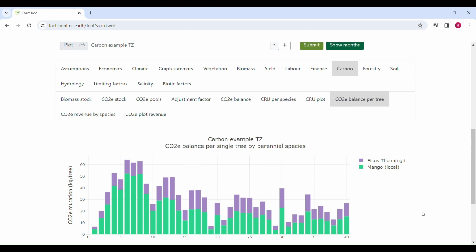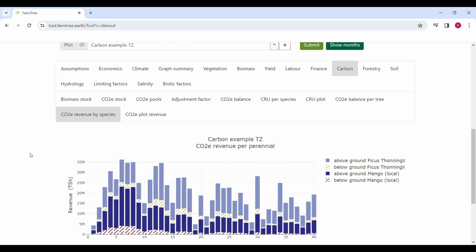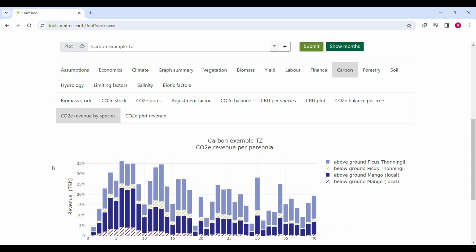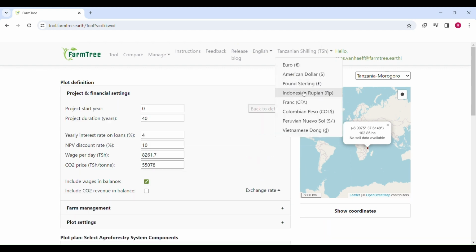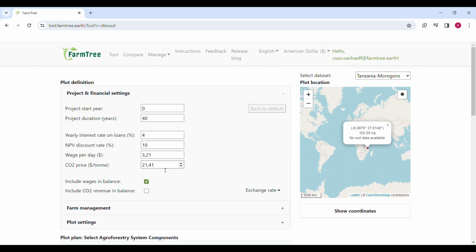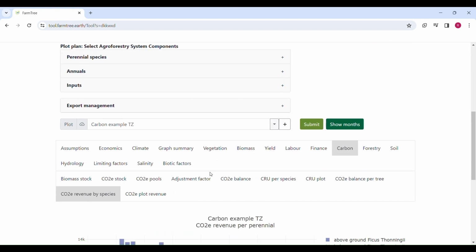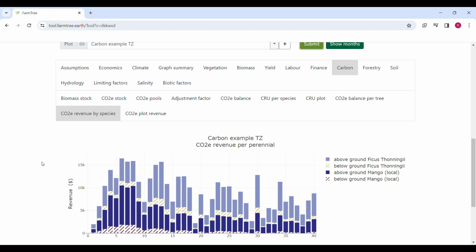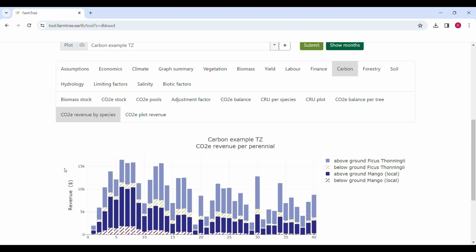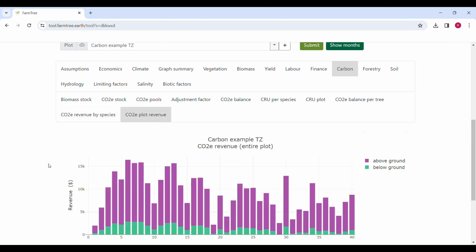Now, depending on what's the price of your CO2 equivalent, you get the revenue by species. The CO2 price can be changed in the settings. It's a bit above $20, and if you would change it to 25, we will see revenues going up. Then there is also the CO2 equivalent plot revenue, and it shows the same value only for all species together.